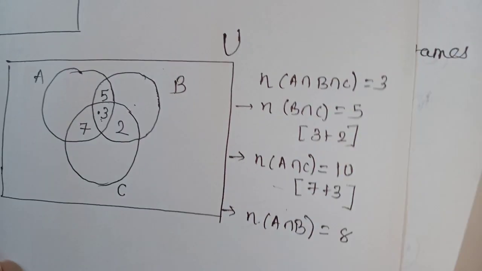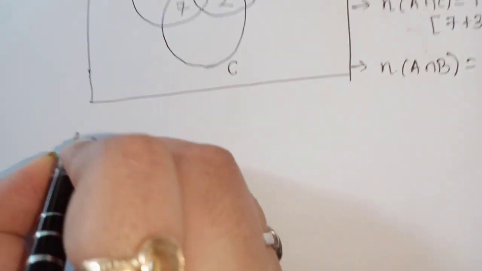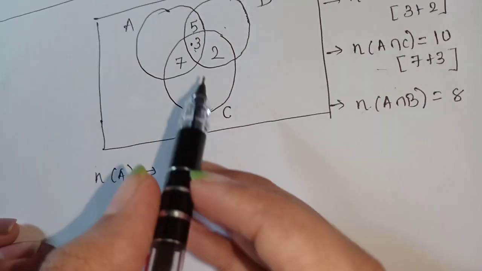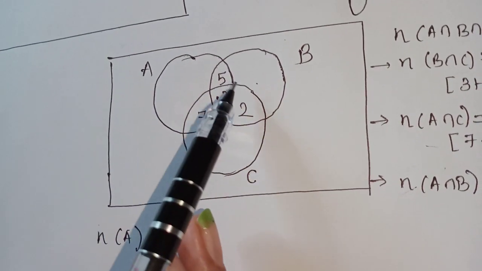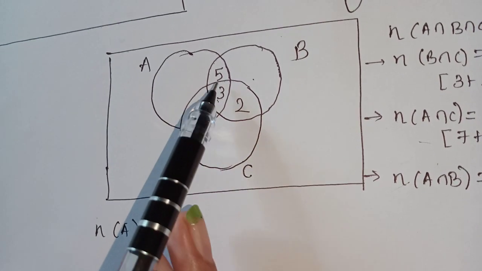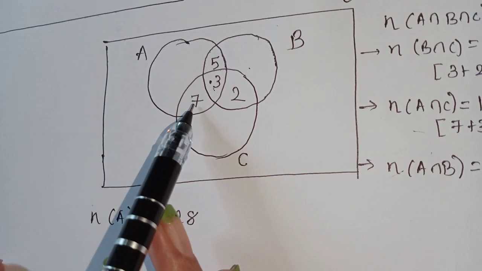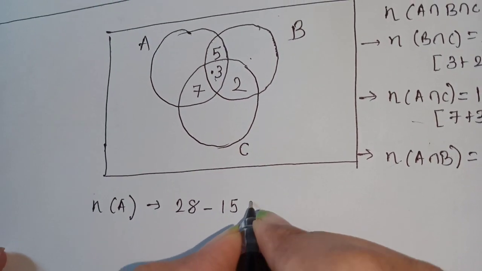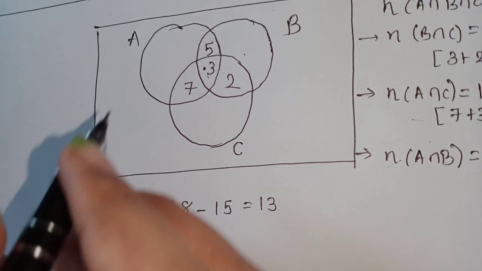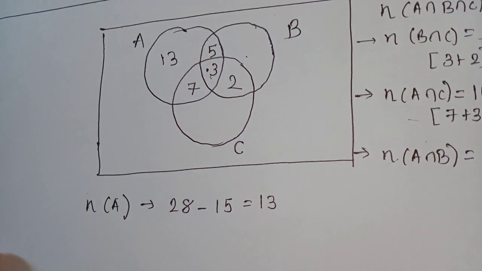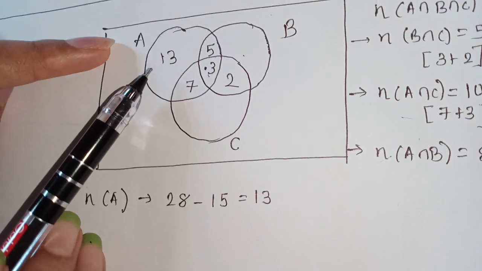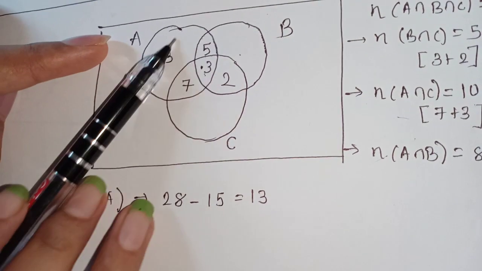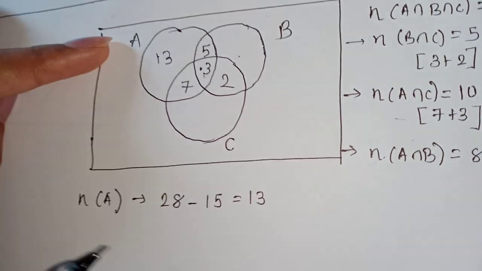Now in number of A, how many elements are there? 28. So the common portion of A, this and this, that is 5 plus 3, 8. 8 plus 7, 15. So I will subtract 28 minus 15 is equal to 13. So you have to put 13 over here. Now add this: 13 plus 5 plus 3 plus 7, you will get 28. So this is the entire number of A, that is 28.